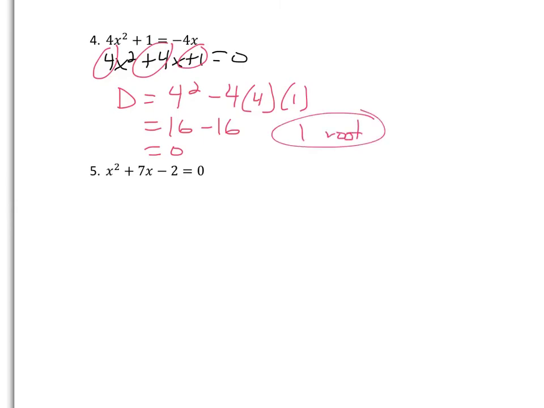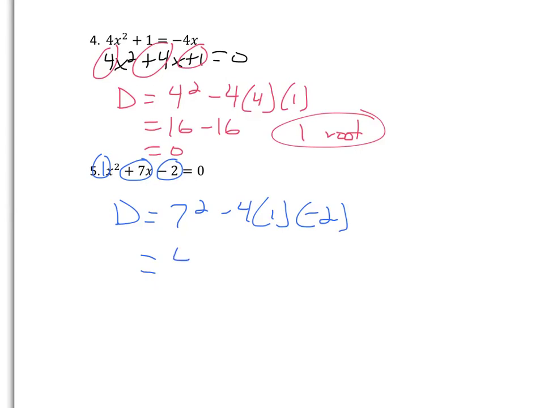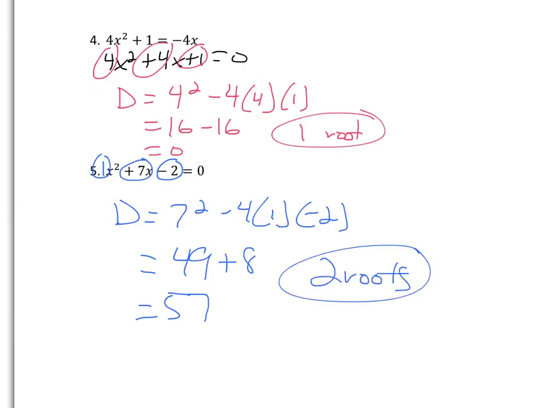In the last problem here, we have 1 for a, plus 7 for b, minus 2 for c. So d equals b squared minus 4 times a times c. So d equals 49 minus, we've got negative 4 times 1 is negative 4. Negative 4 times negative 2 is 8. So equals 57. Since 57 is positive, that tells us we have two roots. And that's all with the discriminant. Done with chapter 10 forever.